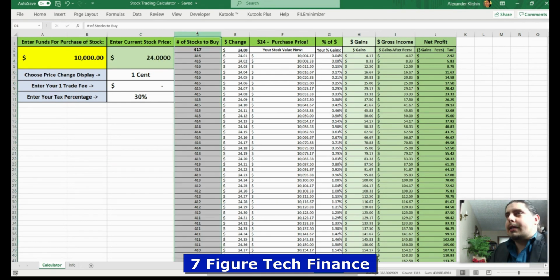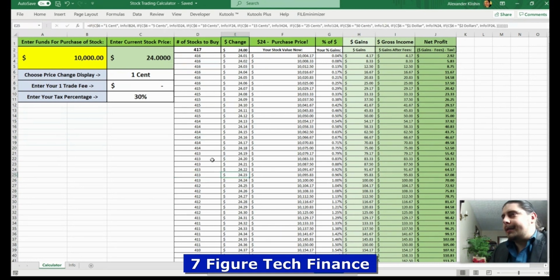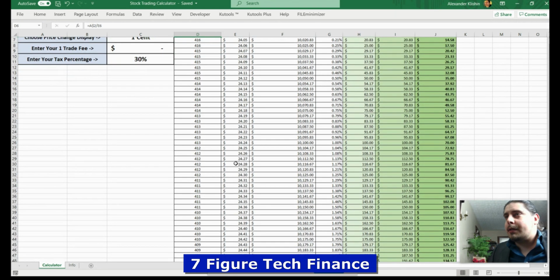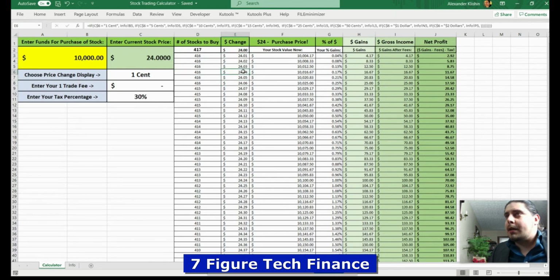And as you can see, this column D right here shows you how many stocks you can buy at which price. As we go down towards this file, we can see that the price changes in increments. So $24, $24.01, $24.02. This chart allows you to see how much money you're going to be making while the stock is moving. You can see that the numbers increase towards the bottom.